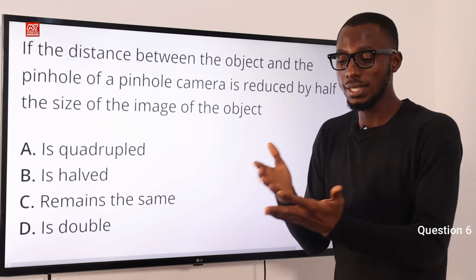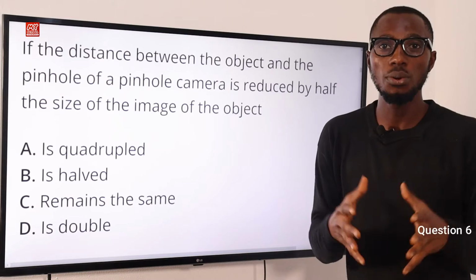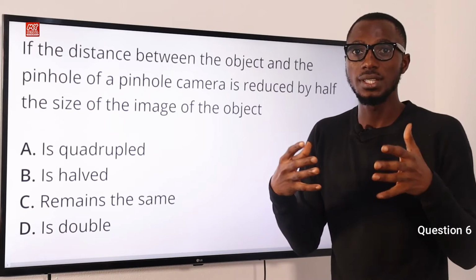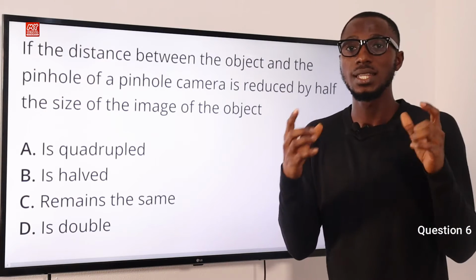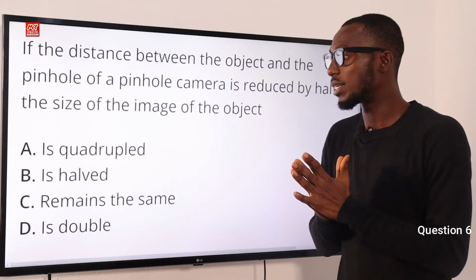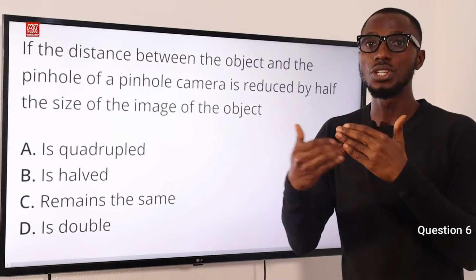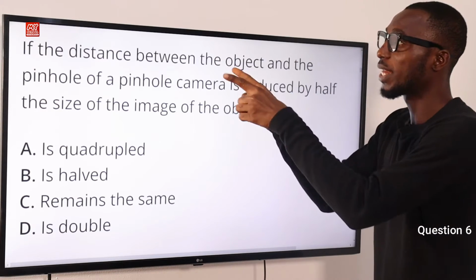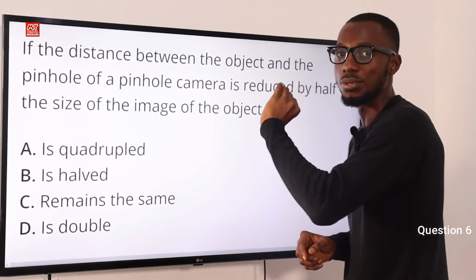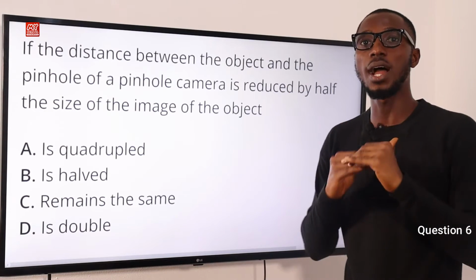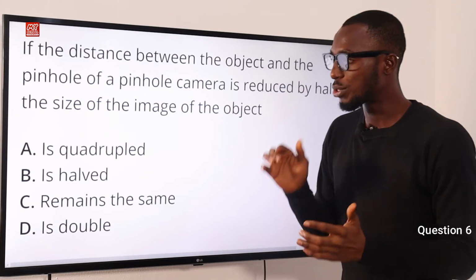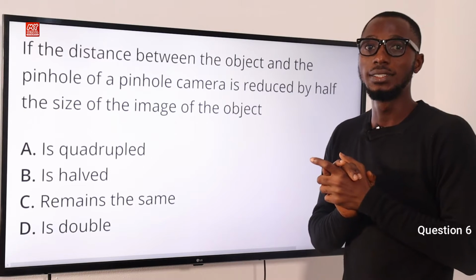Then also you should note this, that for a pinhole camera, when magnification is equal to 1, that means image and object have the same size. When magnification is greater than 1, that tells you that the image is larger. When it is less than 1, the image formed is smaller. So if you want to have a larger image, you reduce the object distance. So looking at the question, now that you have reduced the object distance by half, you are going to have a doubled image. So the correct option is option D.